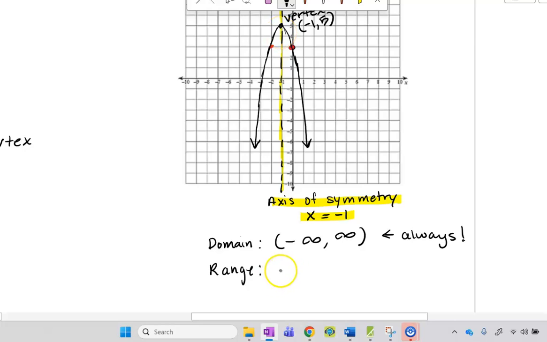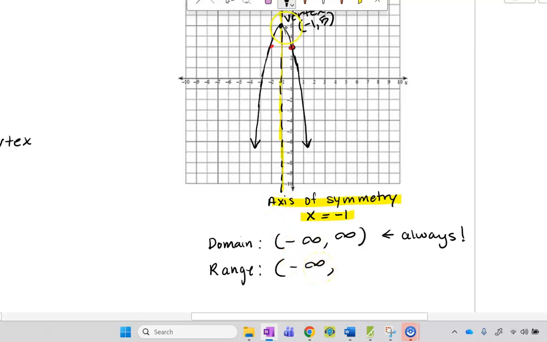Your range will change because it depends on where your vertex is. So remember, range always goes up and down. It's your y values, it goes up and down. And we always go lowest, comma, highest. So how low does this go is the first thing we want to put, and it goes down forever. The arrows point down forever, so we know it goes down forever.